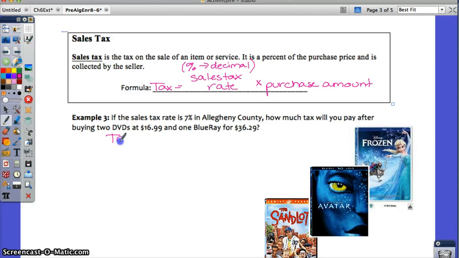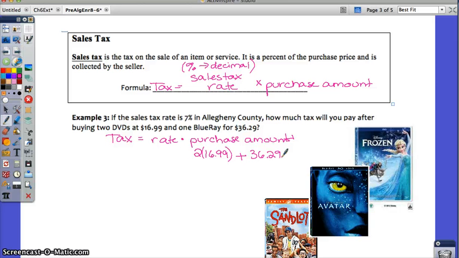So we know our tax is going to be our rate being multiplied by our purchase amount. Now here you got to find that purchase amount first, right? So take a minute to find how much you spent on your DVDs. The purchase amount is going to be 2 $16.99 DVDs. And you're also buying 1 Blu-ray for $36.29. Use your calculator. You're allowed to use it here. Go ahead and find your purchase amount.